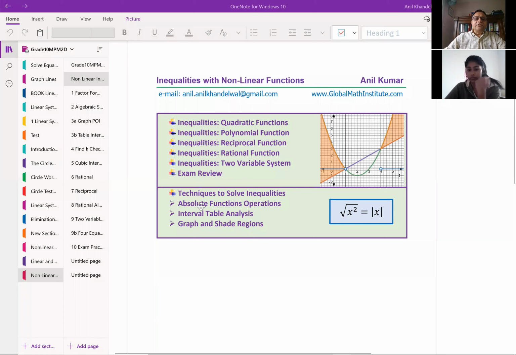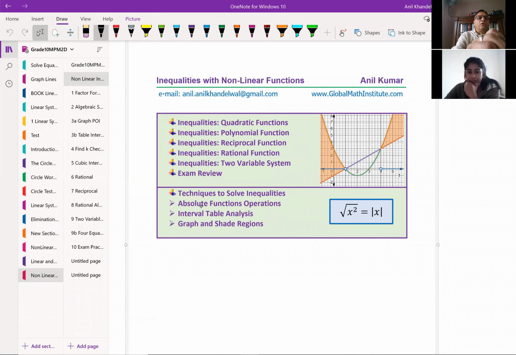This is what we have prepared for you. I hope you can see the screen. Yep. So these inequalities are with nonlinear functions. Today we'll discuss inequalities which will involve quadratic functions, polynomials. Well, quadratic functions are also polynomials. We'll take cubic functions, reciprocal functions, rational functions. Again, reciprocal functions are also rational functions. But there is a slight difference in simple rational functions and the complicated rational functions. We'll discuss how they're different while solving inequalities.